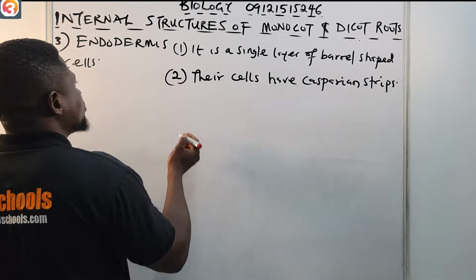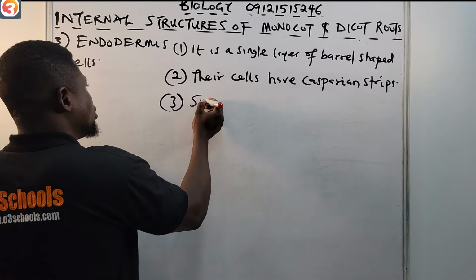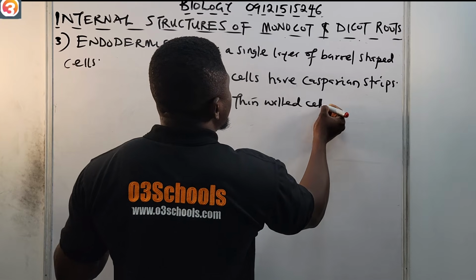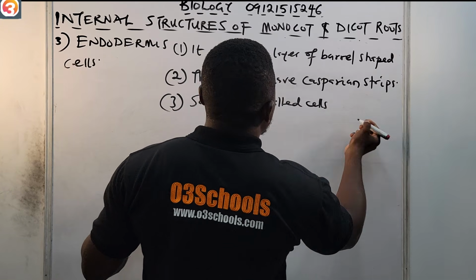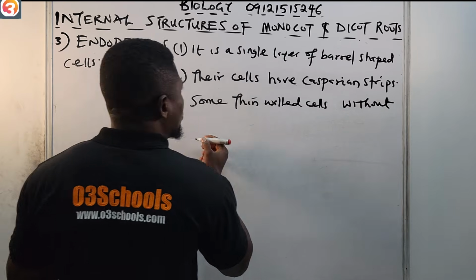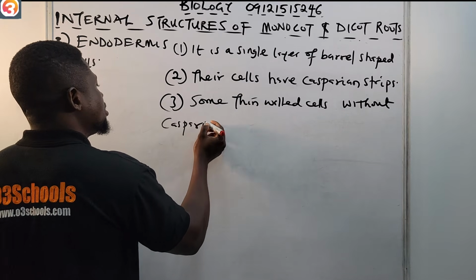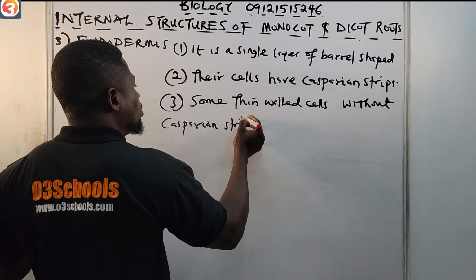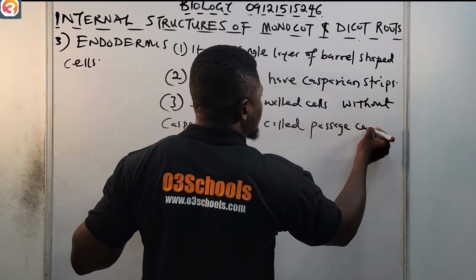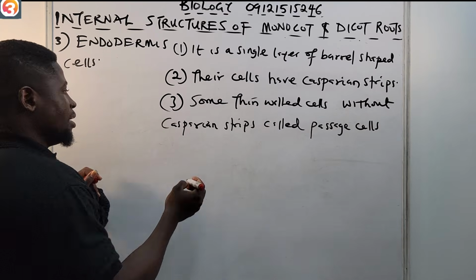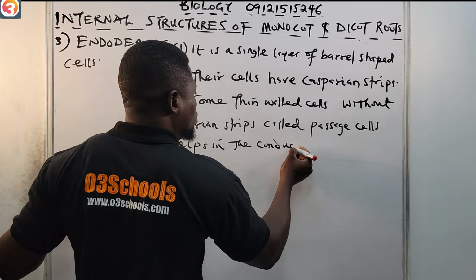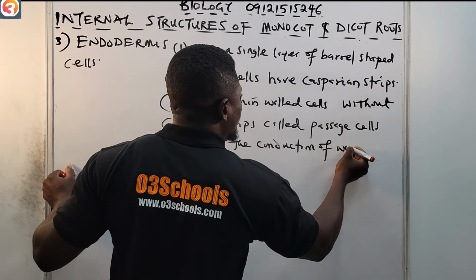So we say number three, that some thin-walled cells, without Casparian strips, called passage cells, help in the conduction of water.